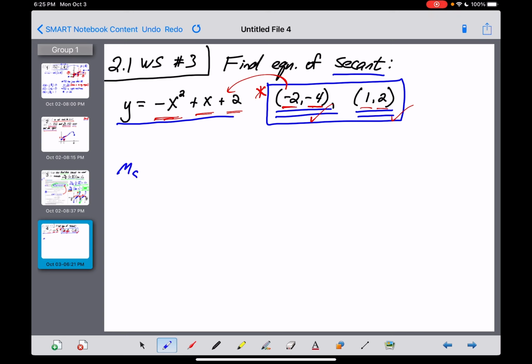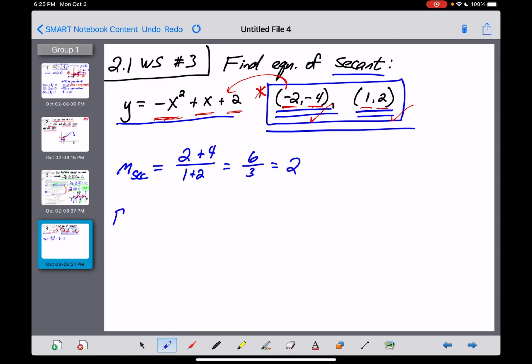First thing we needed was the slope of our secant, and that is just the formula for slope between these 2 points. So I'd go with 2 minus -4, so 2 plus 4. And then in the denominator, 1 plus 2. So that's going to get us a 6/3. So they were nice to us here and gave us a whole number for the slope.